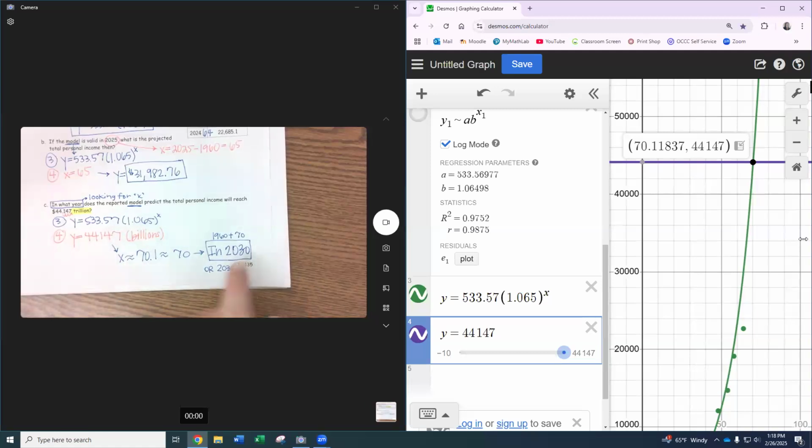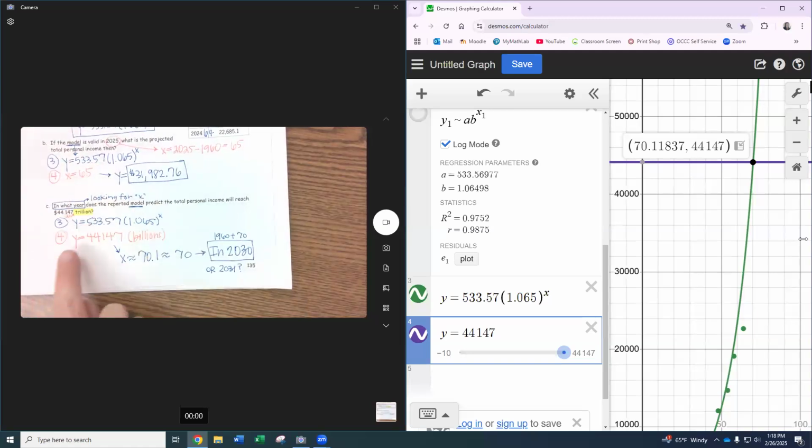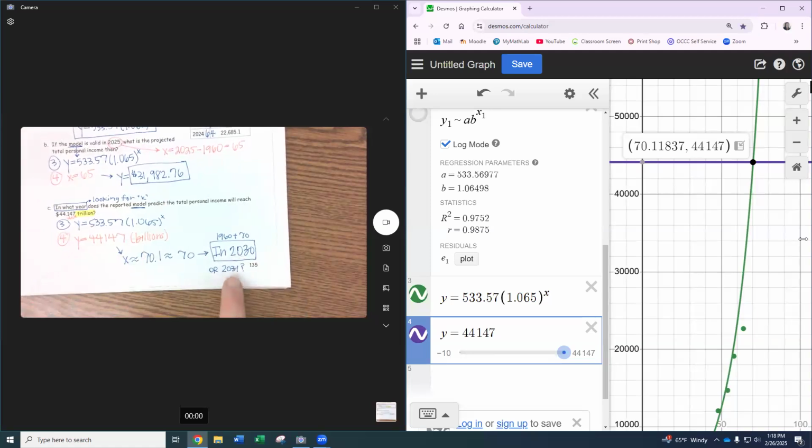So if you're confident in your regression and you change the model, you move the decimal and it doesn't take this and you're confident in it, go up to the next one.